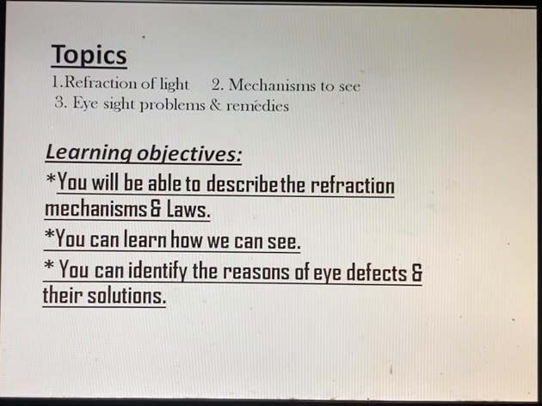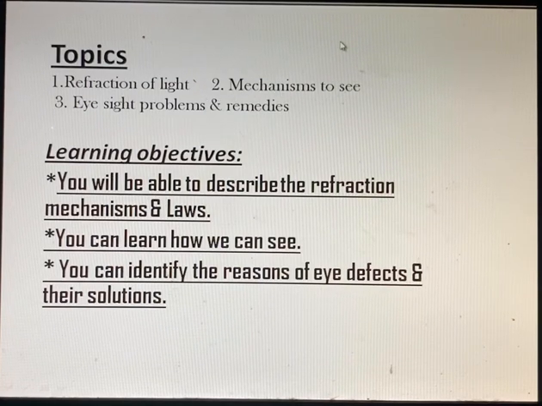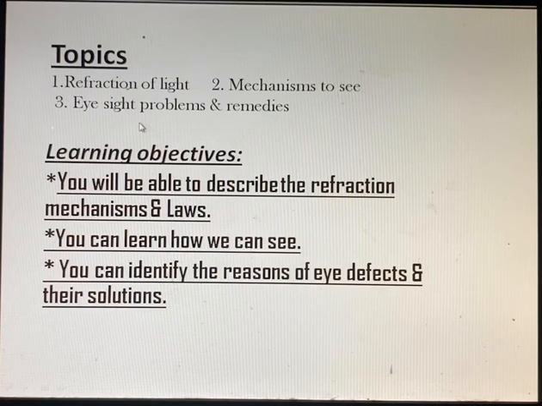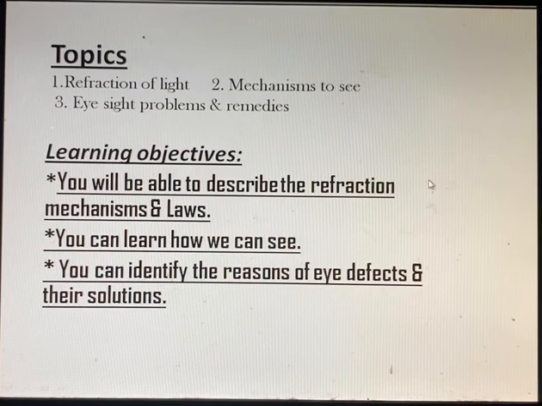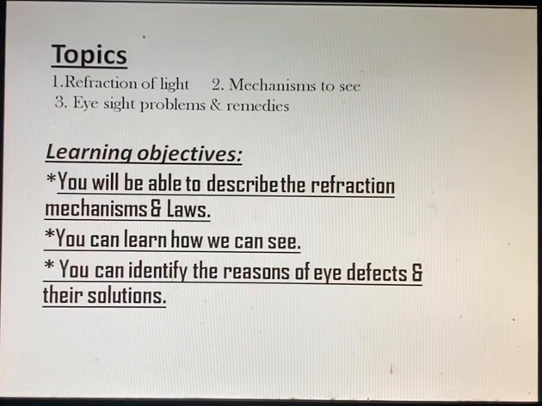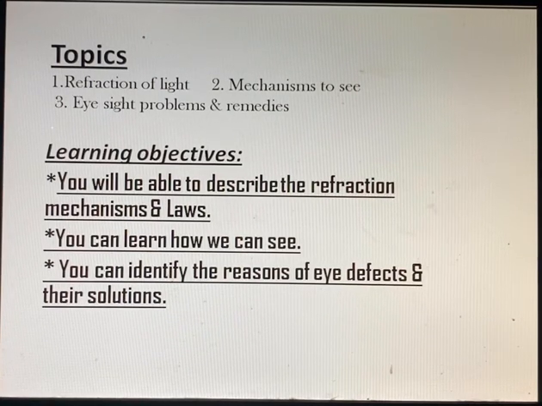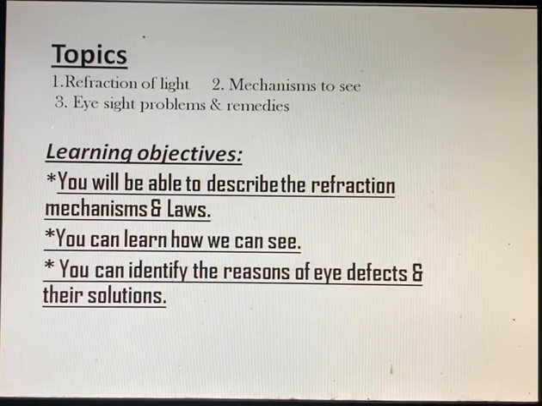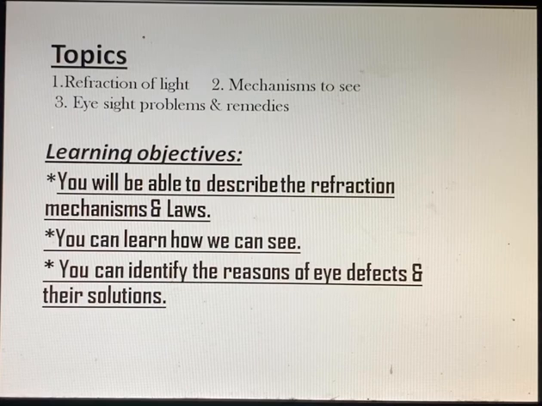Today's topics are refraction of light, mechanisms to see an object by our eyes, and eyesight problems and remedies. After finishing the lessons, we will be able to describe the refraction mechanisms and laws, and we can describe how we can see by our eyes, and we can identify the reasons of eye defects, and we can make some solutions.